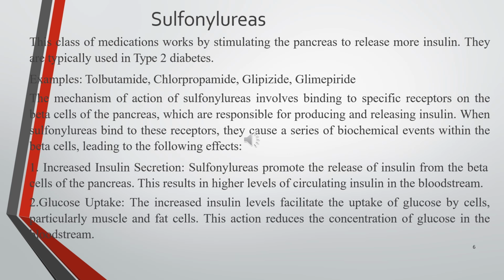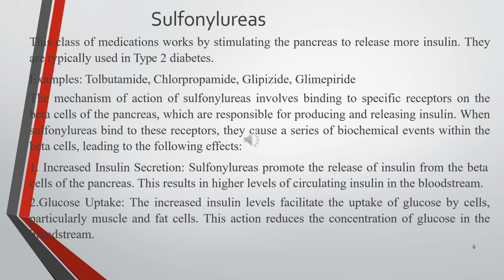The oral antidiabetic agents begin with sulfonylureas. This class of medication works by stimulating the pancreas to release more insulin, and they are typically used in type 2 diabetes. Examples: tolbutamide, chlorpropamide, glipizide, glimepiride. The mechanism of action of sulfonylureas involves binding to specific receptors on the beta cells of the pancreas, which are responsible for producing and releasing insulin.